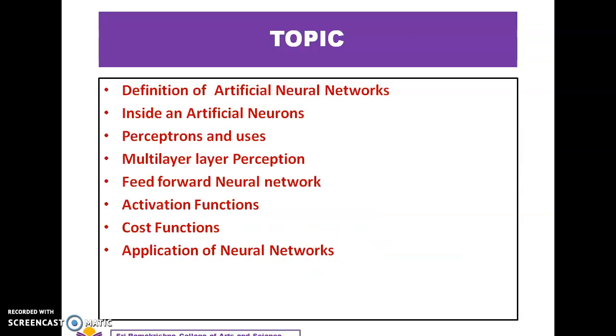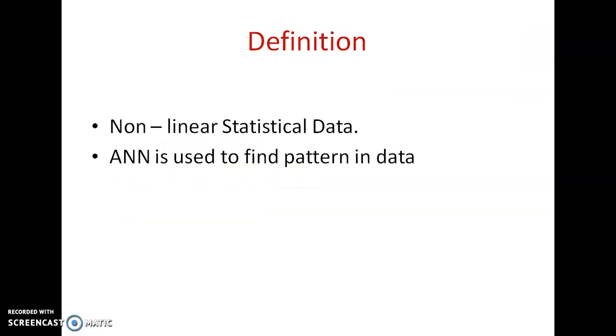These are some of the contents we are going to discuss today. First, the definition of artificial neural networks, inside an artificial neuron, perceptron and its uses, multi-layer perceptrons and feed-forward neural networks, activation functions, cost functions, and finally some of the applications of neural networks.